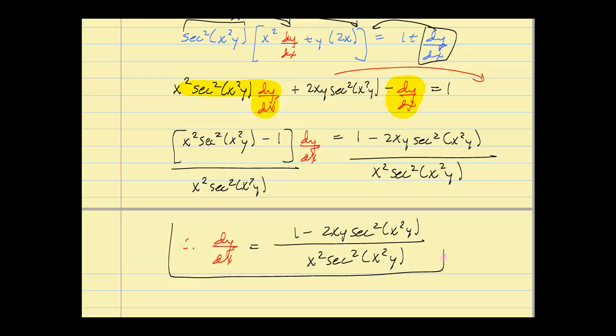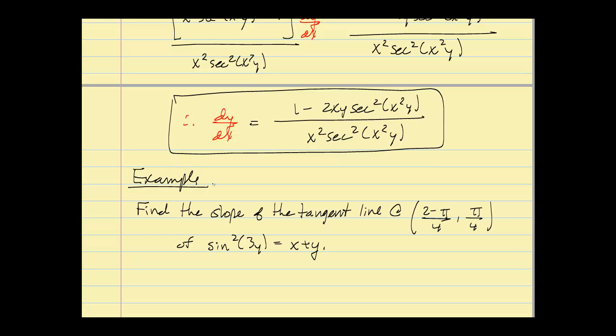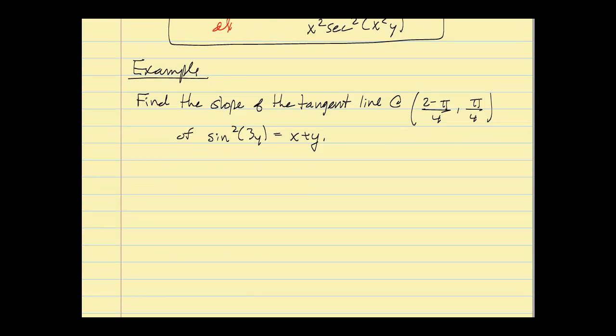This is the slope of the tangent line at any point along the graph. If you wanted to know the slope at a specific point, I would not only need an x value, I would need a y value to do this. So let's go to an example and look at where we find the slope of a tangent line at a specific point, where we actually get to evaluate one of these functions. This one's nice because they actually give us an x and a y value on it. So what we want to do is find the slope of the tangent line at this point. This x value is 2 minus pi over 4. The y value is pi over 4.